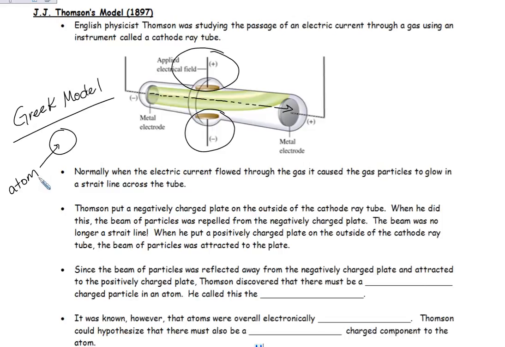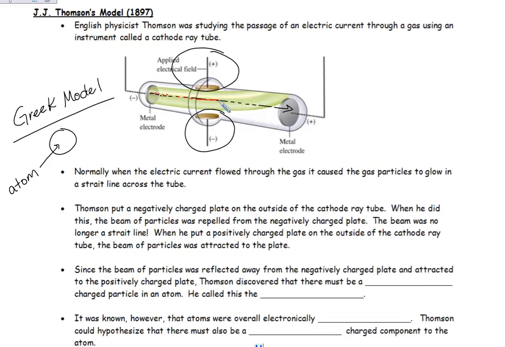And that is not what happened. Of course it's not, right? Otherwise that's not a very good story. The beam was no longer a straight line. When he put the positively charged plate on the outside of the cathode ray tube, the beam of particles bent. It was attracted to the positive plate.